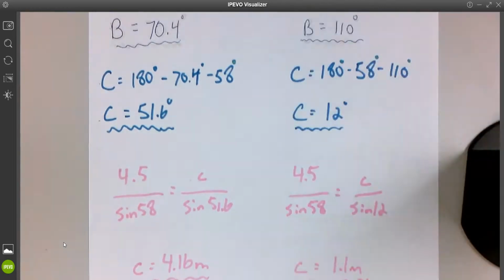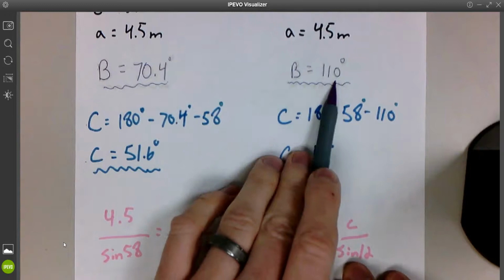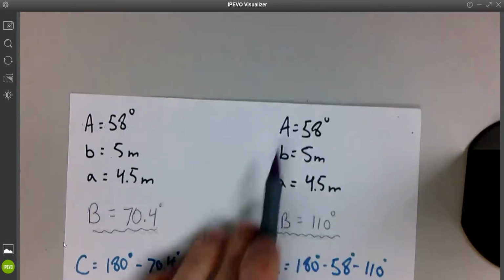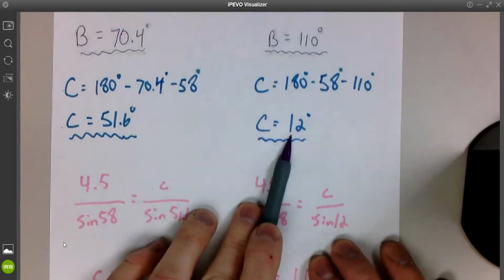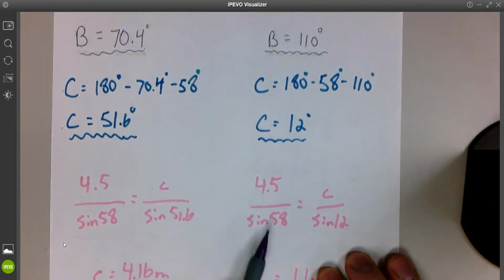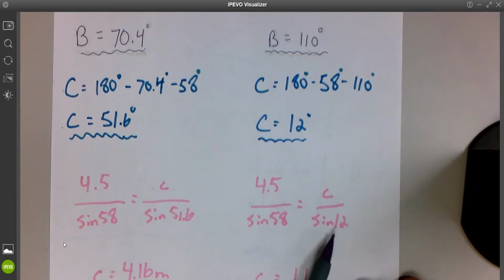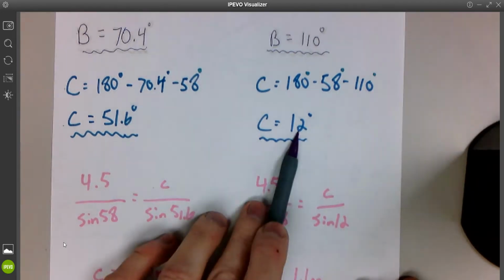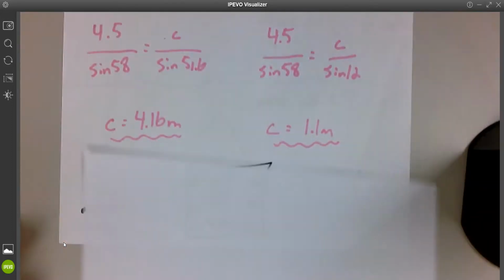But now we're going to come back and do the exact same steps, but we're going to have 110 as our capital B. So I'm still going to do 180 minus 58 minus 110 to get my other capital C, 12. I'm still going to use the law of sines with this capital C, 4.5 over the sine of 58 equals c over the sine of capital C. But this time, I'm going to use 12, because we know 12 instead of that 51.6. And we solve it. So we got 6 different pieces of information.